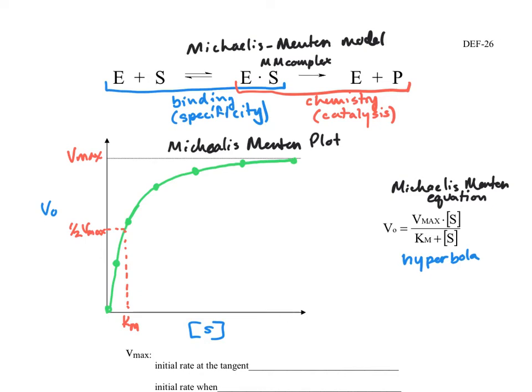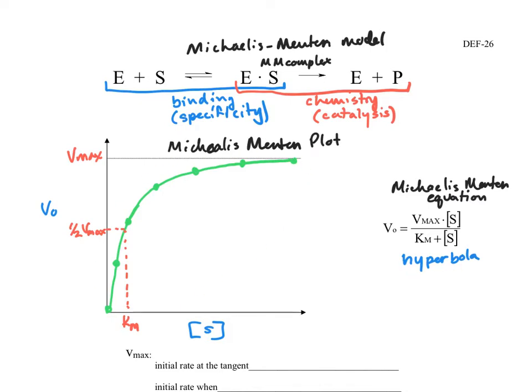I've tried to replicate the notes that we had in the previous video, at least all the important stuff. And if you notice, we use the term Michaelis-Menten a lot on this page. We have the Michaelis-Menten model that features the Michaelis-Menten complex. And we have the Michaelis-Menten equation that mathematically describes the Michaelis-Menten plot and its hyperbola.